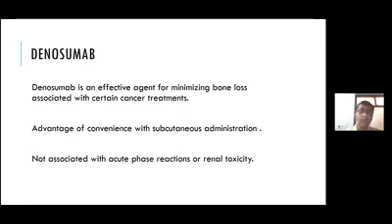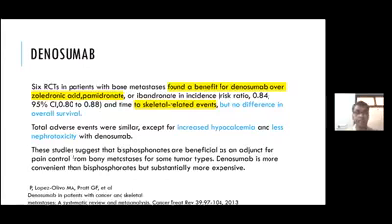So denosumab is an effective agent for minimizing bone loss associated with cancer treatment, thereby decreasing the pain of the patient. It has the advantage of convenience with subcutaneous administration, and it is not associated with acute phase reactions and renal toxicity.